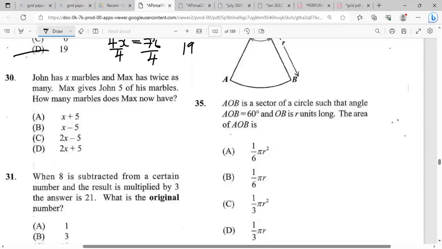John has x marbles and Max has twice as many marbles. Max gives John 5. Write it, guys, write it. So it's John of x, Max of 2x. Max gives John 5, so Max of 2x gives 5. How many marbles does Max have? All right, so after you give away 5, you have 2x minus 5. Easy Sunday morning. Let me look at it again. John has x marbles. Max has 2x. Max gives John 5, so 2x minus 5. How many marbles does Max have? Just look for who they ask for. Because if they asked for John, John would have x plus 5.